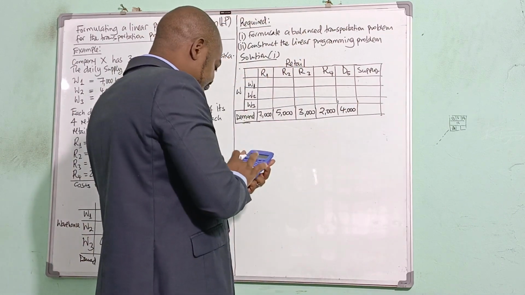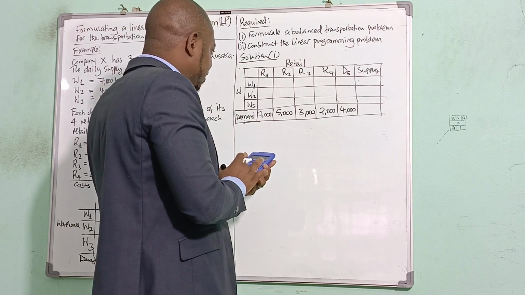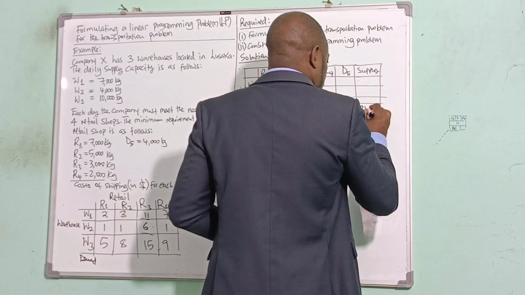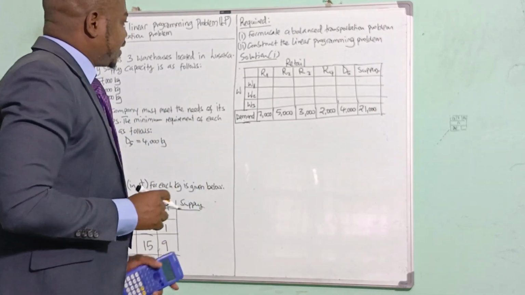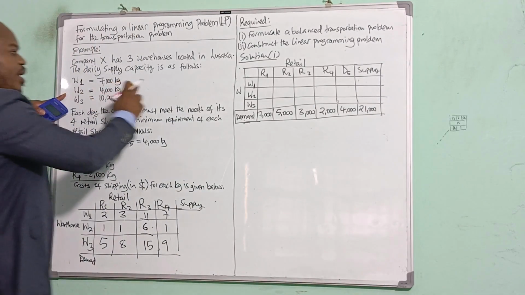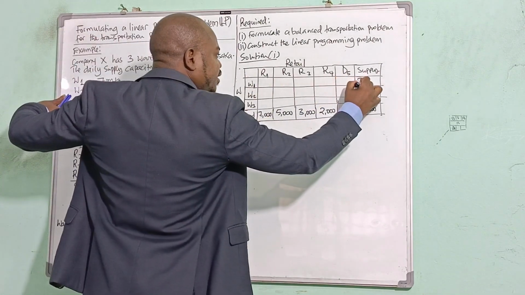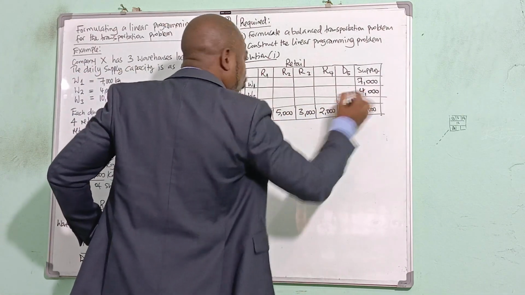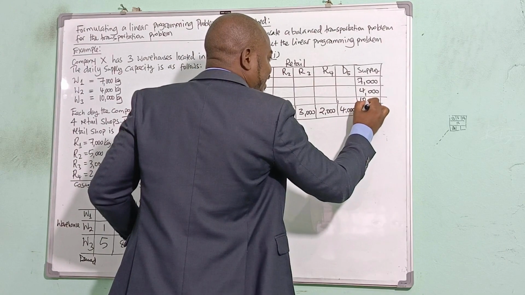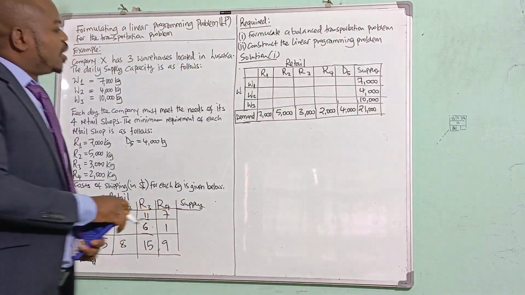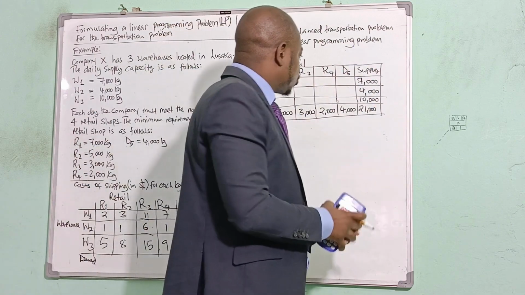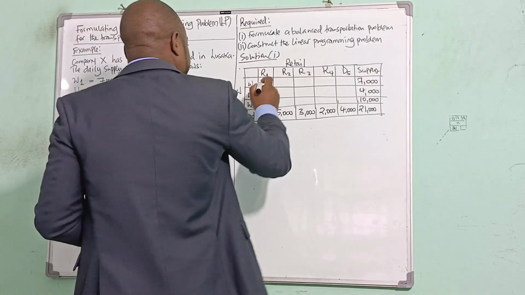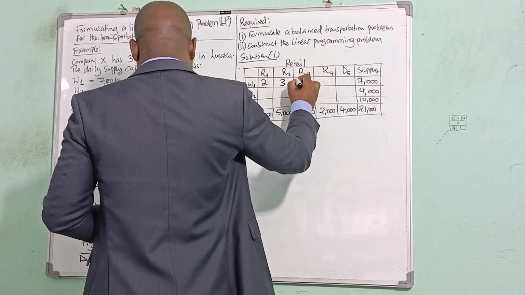Alright? Such that when I add 7,000 plus 5,000 plus 3,000 plus 2,000 plus 4,000, it gives me 21,000. Because the supply is actually 21,000. So for warehouse 1, I'll put 7,000 there. Warehouse 2, I'll put 4,000 there. Warehouse 3, I'll put 10,000 there. And this gives me also 21,000. When I add this side, it's 21,000. When I add this side, it's 21,000. So I have formulated what we are calling a balanced problem.